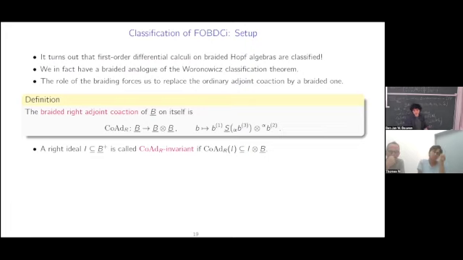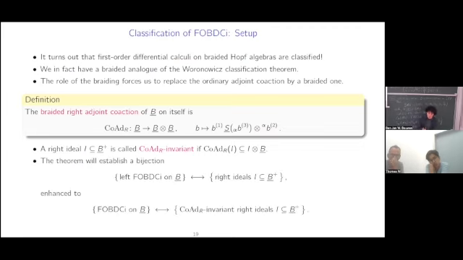And yes, the role of the braiding is the one that forces us to replace module structure, in particular bimodule structure, and also the covariant structures. In particular, we need to replace the ordinary adjoint coaction by the braided adjoint coaction in this case that I'm going to define now. So the braided right adjoint coaction of B on itself is the map that you see here. Then we have that a right ideal inside B plus is called coinvariant, co-ad-right invariant in particular, if the condition that we have here holds. It's basically a coideal under this coaction.